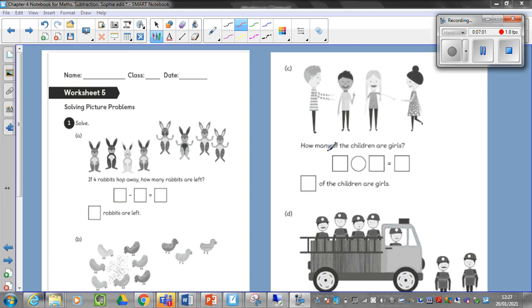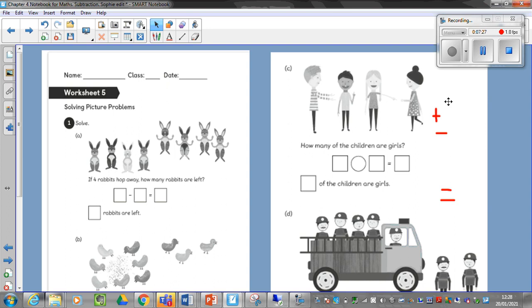When you move on to this sheet, it asks you here, when you have a circular place in your number sentence, that means that they want you to put in the symbol. So what symbol do you think I should put in? Do you think it should be the addition symbol? Do you think it should be the subtraction symbol? Or do you think it should be the equals symbol? Tell your mum or dad or carer, whoever you're with, you're grown up, which symbol you think should go in this space, and have a go.